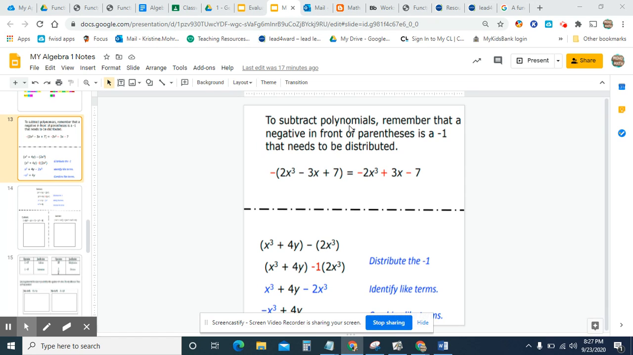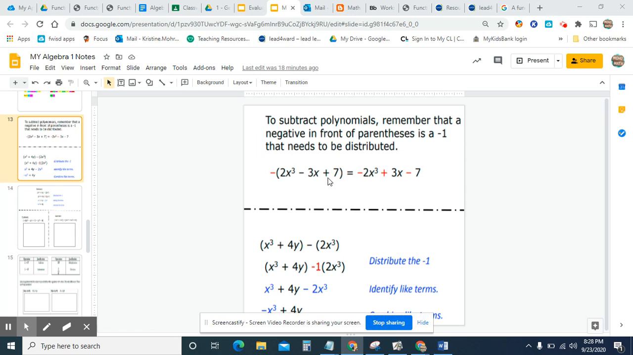To subtract polynomials, remember that a negative, that subtraction sign, in front of a parentheses is a -1 that needs to be distributed. So for example, if I have a negative sign in front of this parentheses, that means I'm multiplying -1 times everything inside. So -1 times 2x cubed would result in a -2x cubed. A -1 times -3x would result in a +3x because a negative times a negative makes positive. -1 times +7 results in -7.